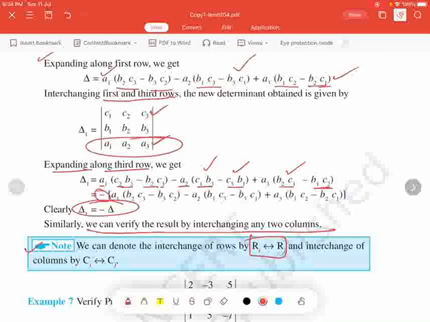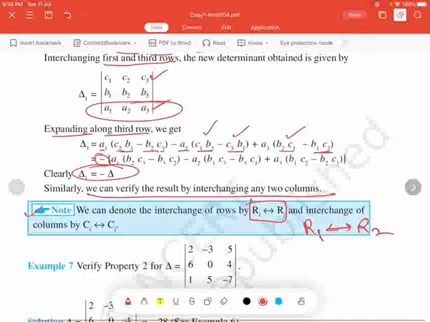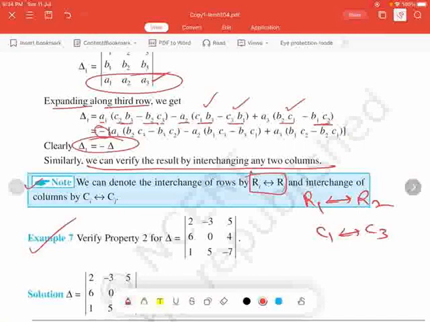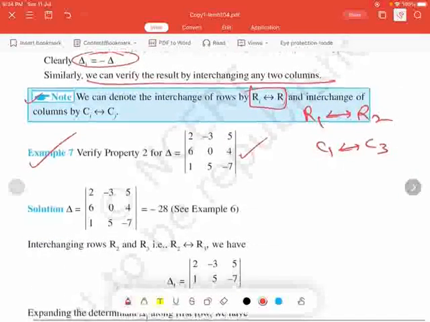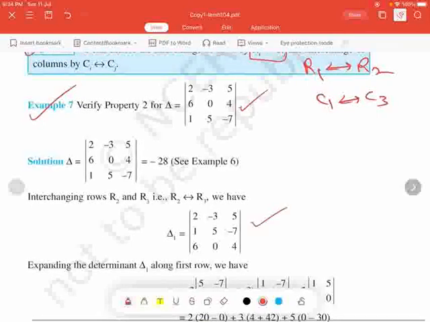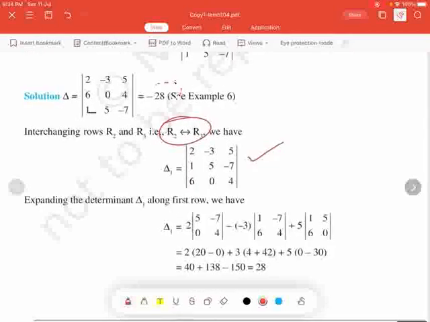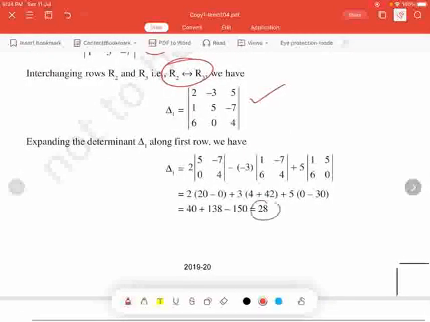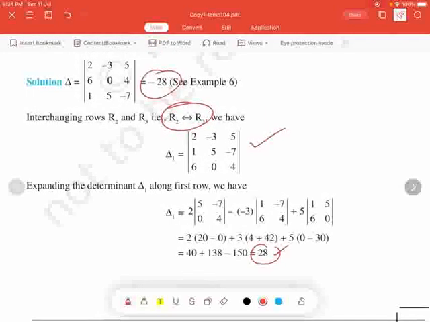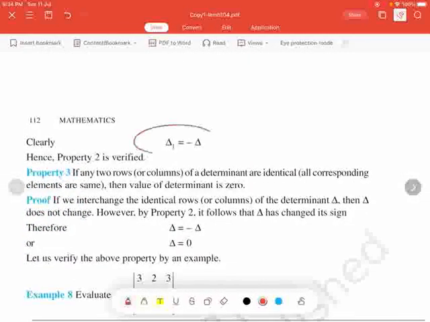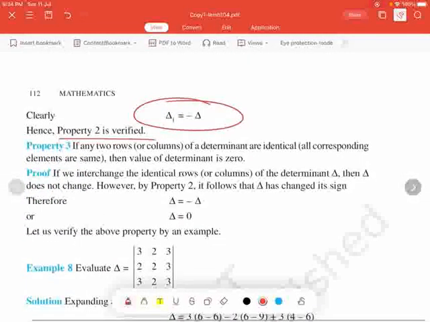We denote it with a two-sided arrow: R1 R2, R2 R3, or C1 C2, this type. You can see this example. In the same way, here we are interchanging row 2 and row 3. In both conditions, the numeric value is the same, but there is a difference in sign. Here minus 28 and this is 28. Property number 2 verified.